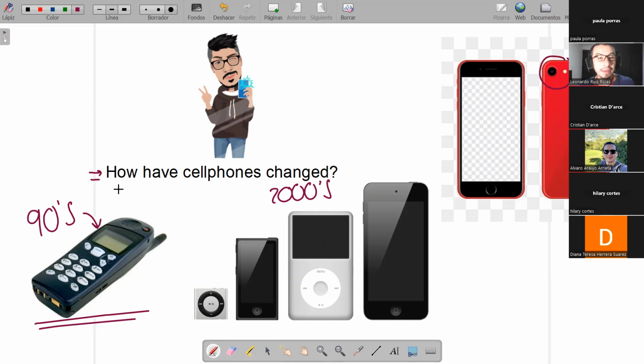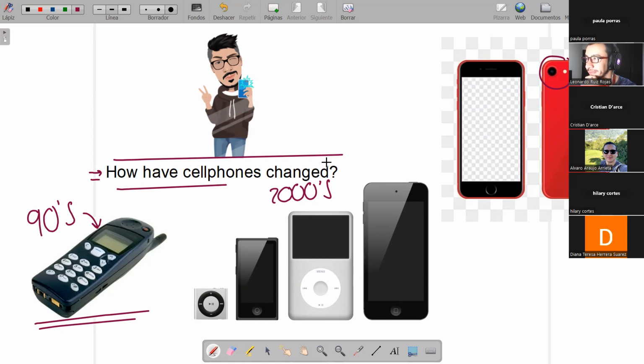So how have cell phones changed? What were the differences before with the cell phone and the cell phones now? Are they the same? Are they different? What difference do they have? What do you think, guys? What's the difference between the cell phones before and the cell phones now?